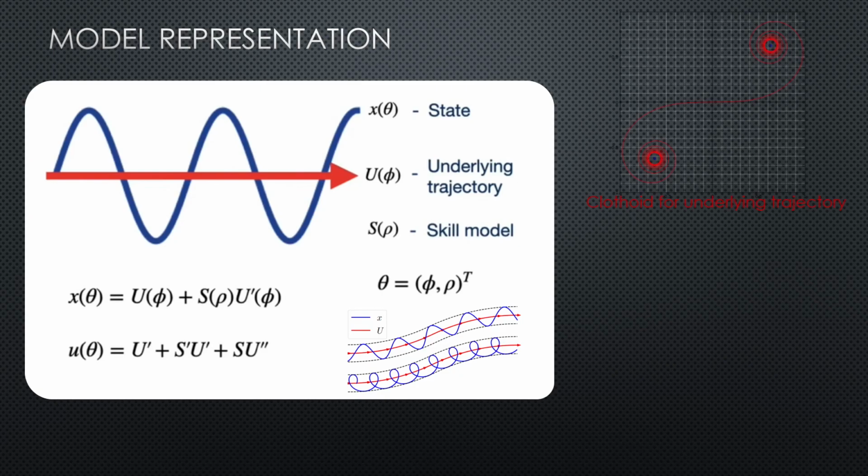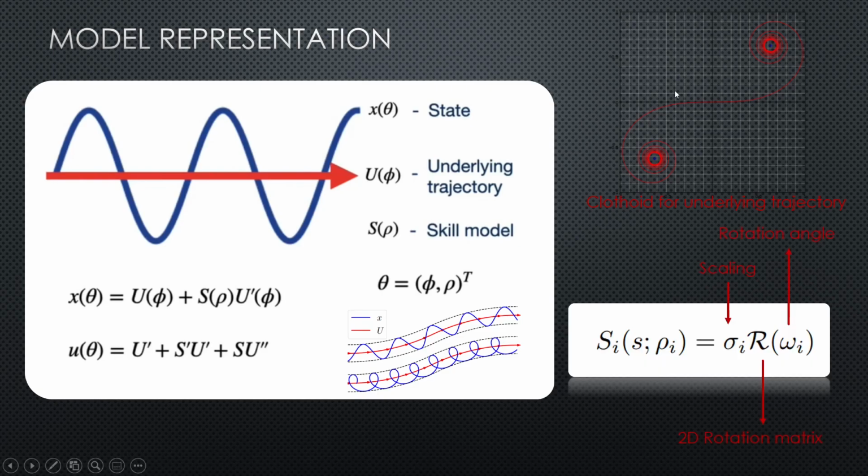One major contribution of this paper was that for this underlying trajectory, we are using a clothoid model, and the skills are represented such that there's a scaling factor multiplied by a rotation matrix for a particular angle. So this is how the skills are represented. So the combination of skills and underlying trajectory gives us the state.